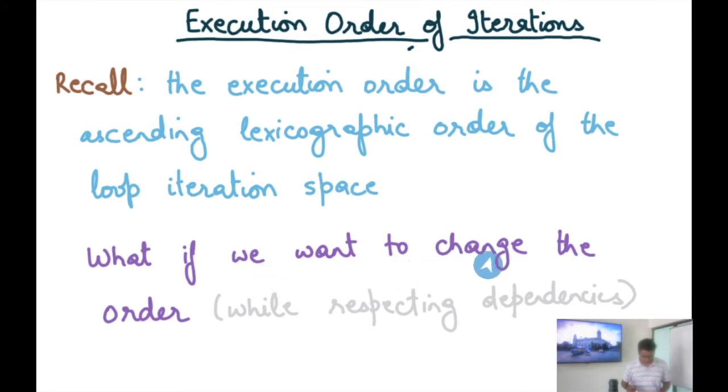What if we want to change the order? And I'm going to assume here that when we change the order, we are respecting the dependencies. Maybe there are no data dependencies across different iterations of the loop nest, in which case it's okay to change the order any which way. In some cases, it may be possible that there are data dependencies, yet it may be possible to change the order such that the data dependencies are respected.